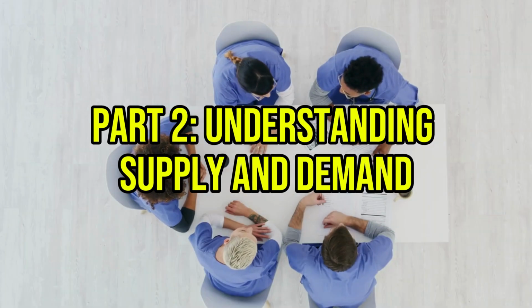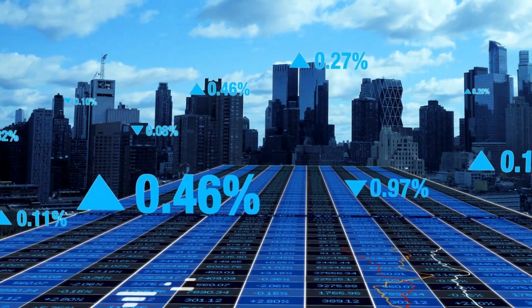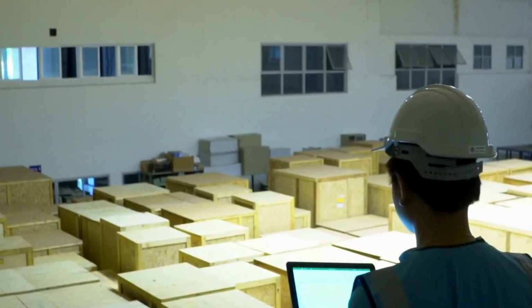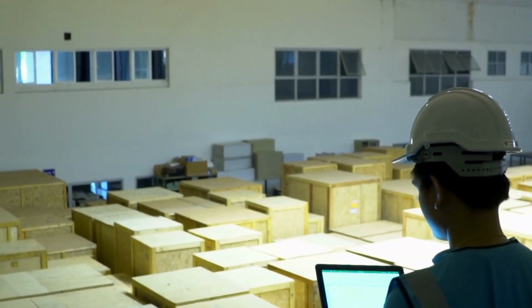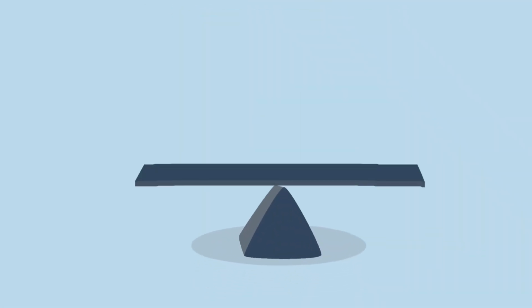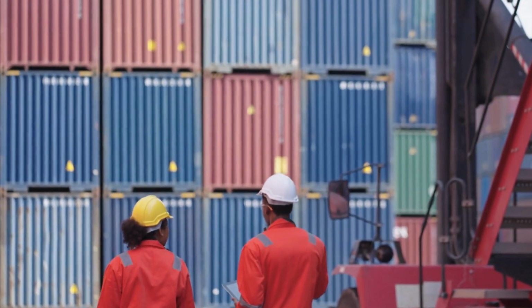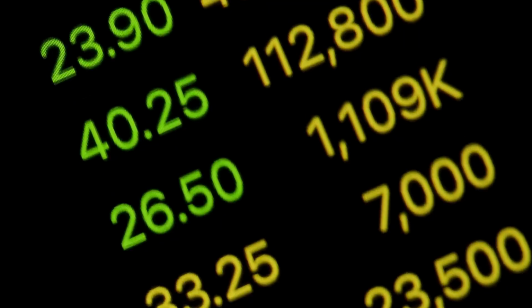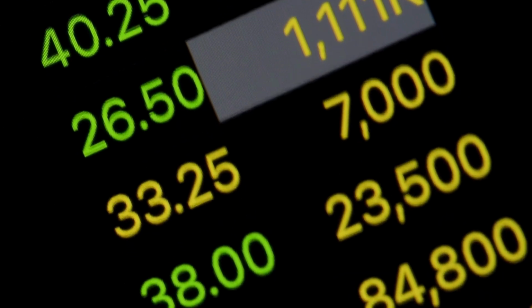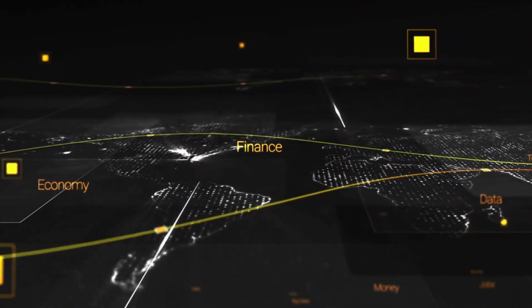Part 2. Understanding supply and demand. One of the most important concepts in economics is supply and demand. Supply refers to how much of something is available, while demand refers to how much people want it. When demand is high and supply is low, like with limited edition products, prices go up. When supply is high but demand is low, like seasonal items after a holiday, prices go down. This is why prices change, and it's a basic way the economy regulates itself.